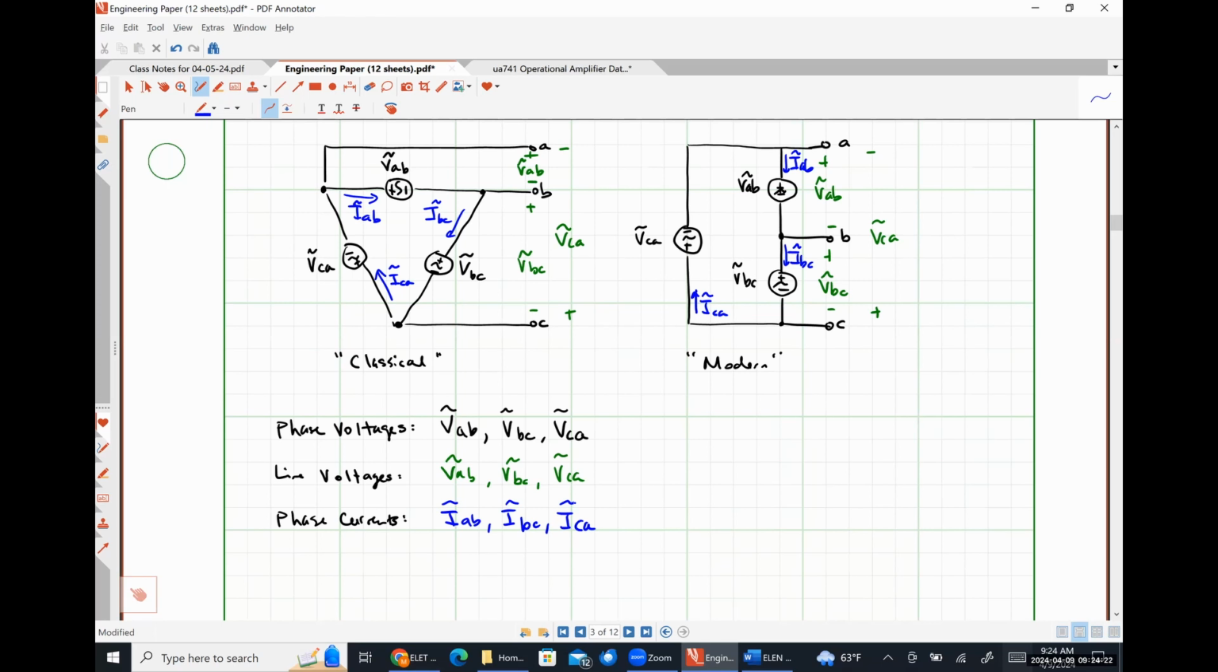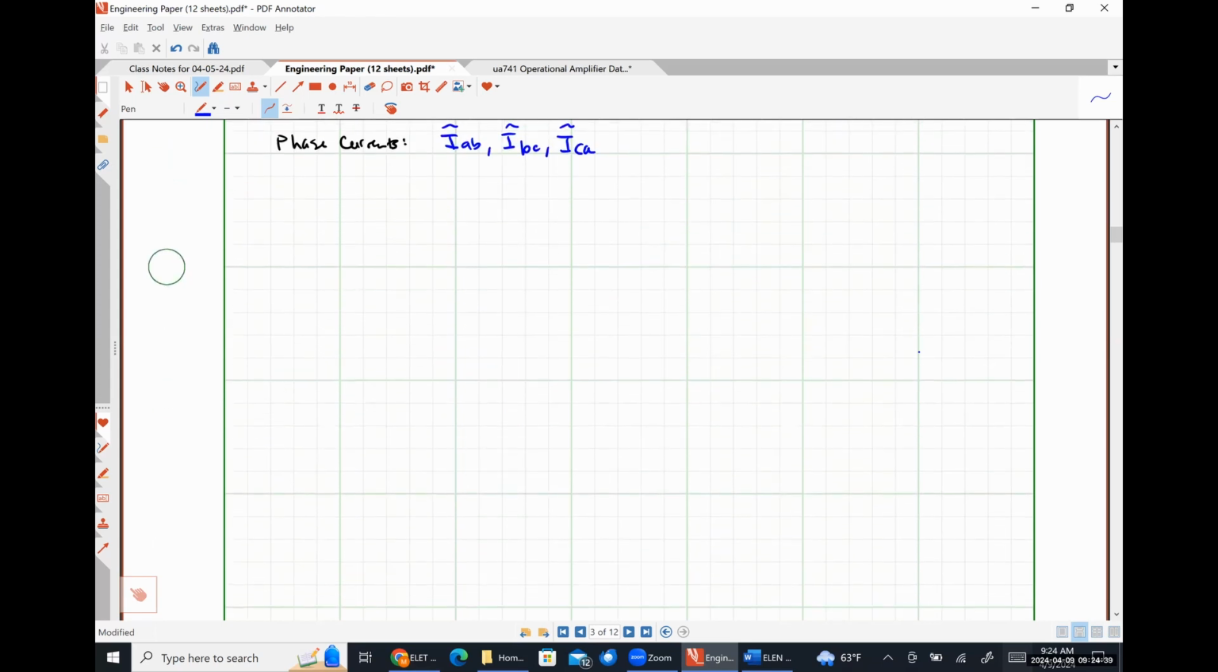All right. So these are the only permutations of how we can connect a three-phase voltage source. It's either going to be in a Y connection or a delta connection. It's the exact same thing for loads. It's either going to be in a delta or a Y. So we're going to talk about Y connected loads first.